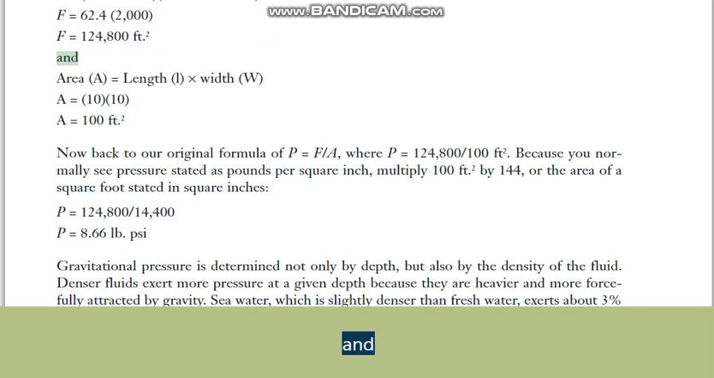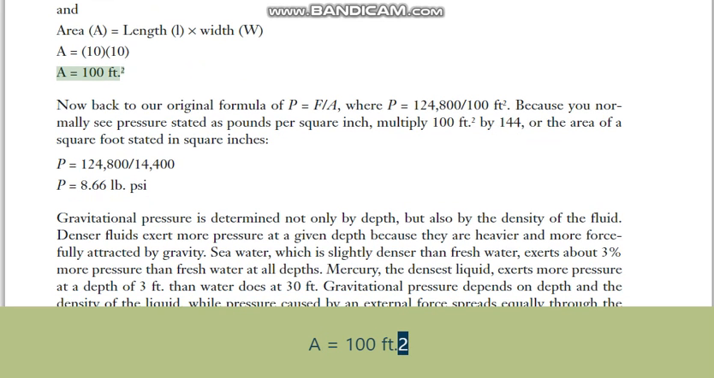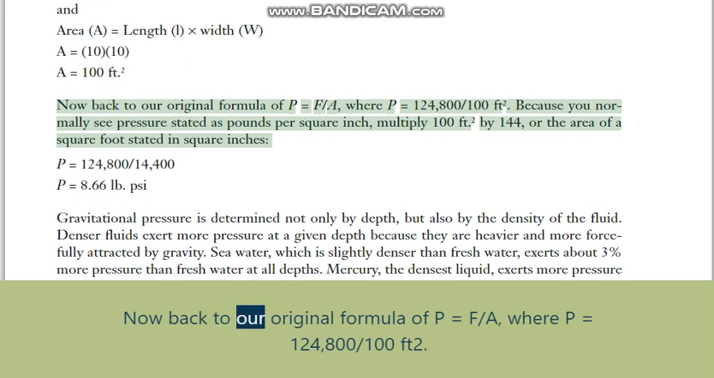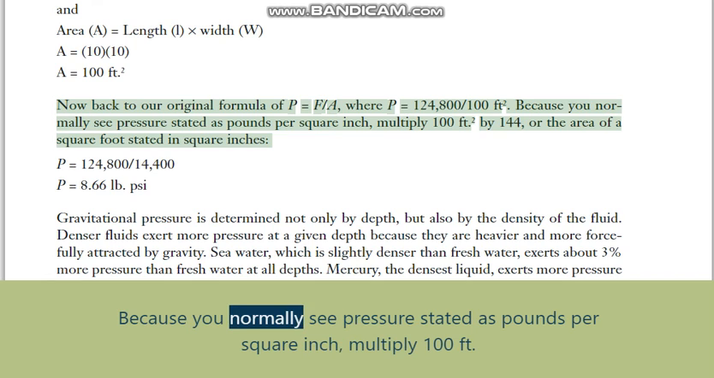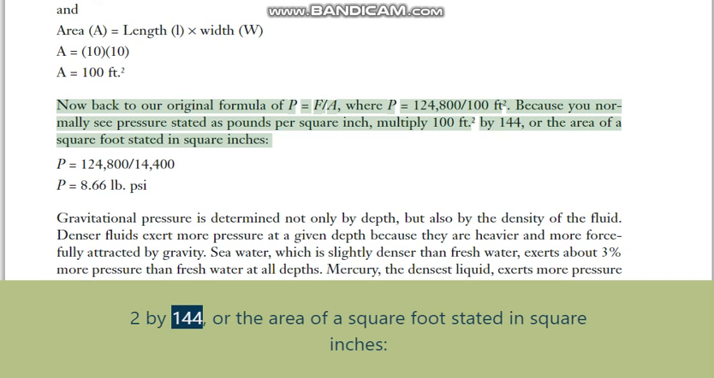And area, A, equals length, L, times width, W. A equals 10 times 10. A equals 100 feet². Now back to our original formula of P equals F/A, where P equals 124,800/100 feet². Because you normally see pressure stated as pounds per square inch, multiply 100 feet² by 144, or the area of a square foot stated in square inches.